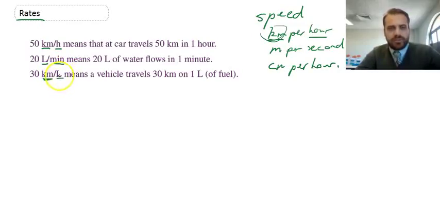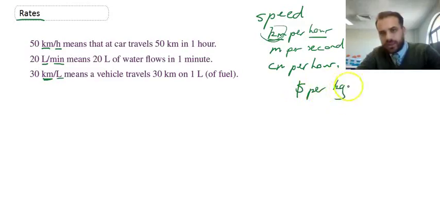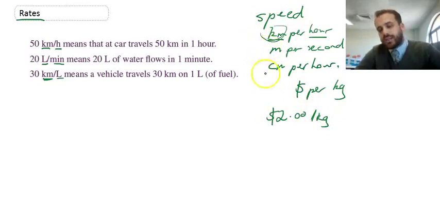Now another rate that you may not think about too much, but you probably see a lot, is dollars per kilogram. Now it looks a little bit different to this, but the basic idea still holds. $2 per kilogram. So if I go and buy some bananas, 1 kilogram will cost me $2, 2 kilograms will cost me $4, etc. That's another rate, although people often don't think of it as a rate.